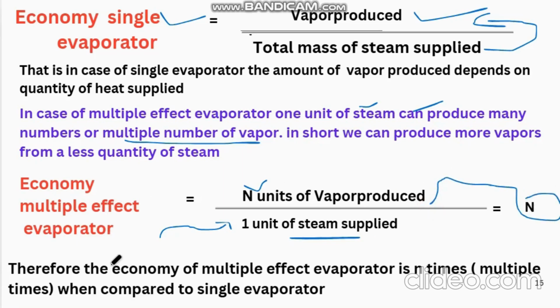Therefore, there is a large saving of the steam or heat source in case of multiple effect evaporator. So it is more beneficial when compared to the single evaporators. So that is the benefit, or you can say the economy, of the multiple effect evaporator.